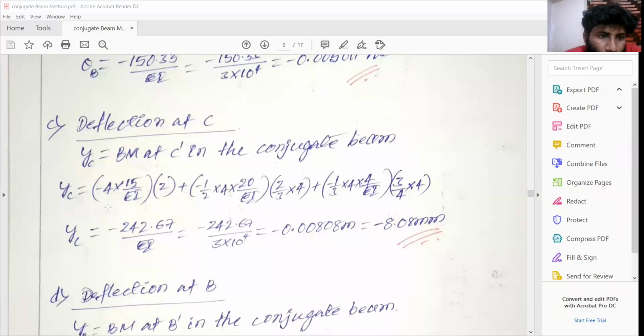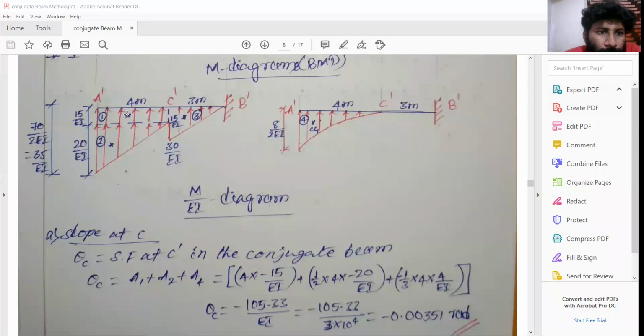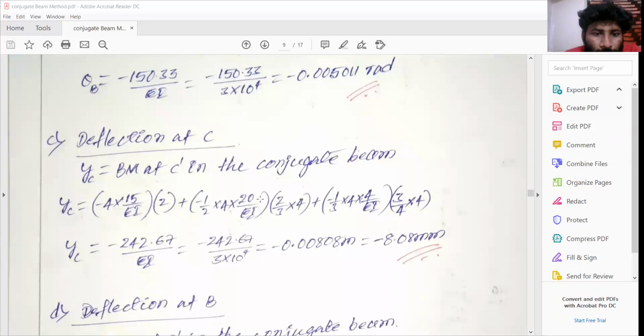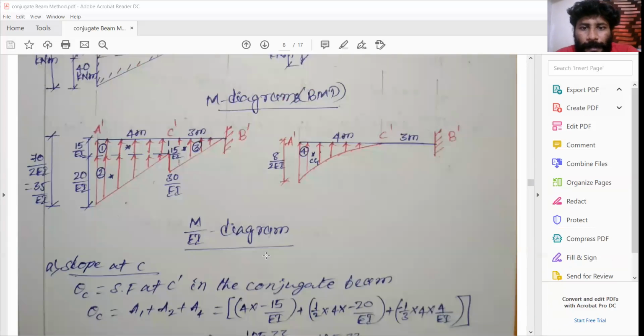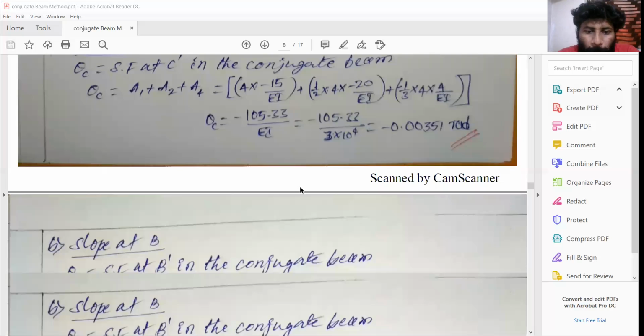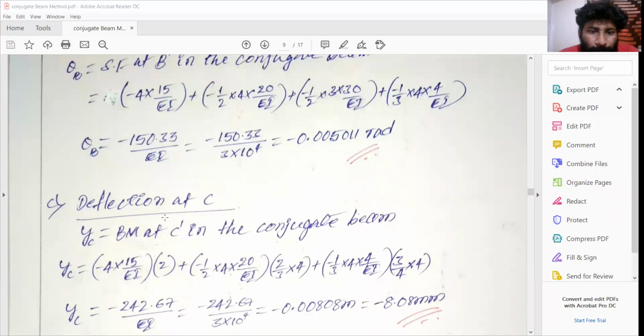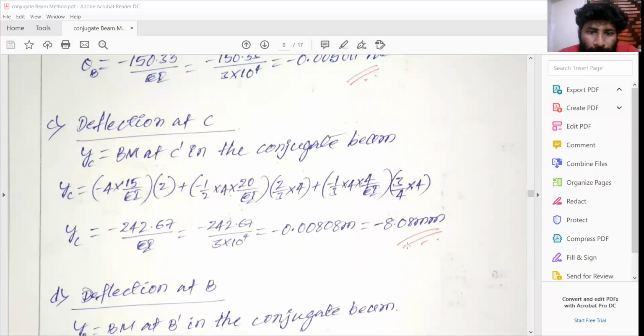Again, same area 1 into 2 meter, that is this area into the distance from here to here, which is 2 meter. Then area 2, from here to here is 2 by 3 times of L, that is 2 by 3 times of 4 meter. Then this parabolic spandrel into 3 by 4 times of L, because we are taking moment about this point. Therefore from here to here is 3 by 4 times of 4 meter, and the corresponding areas. That will be the deflection at C.